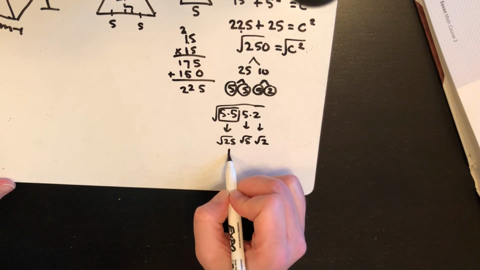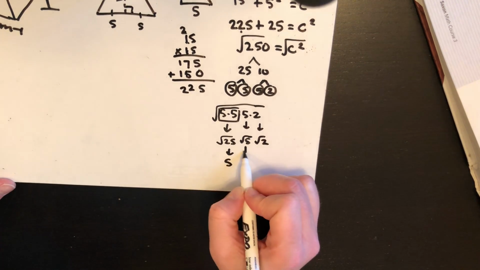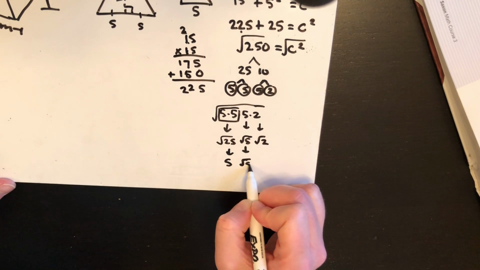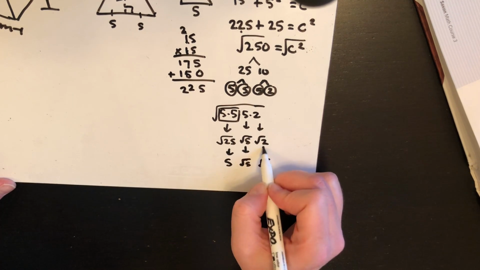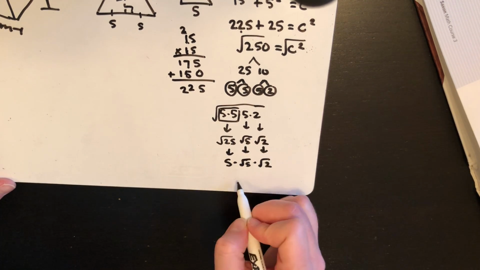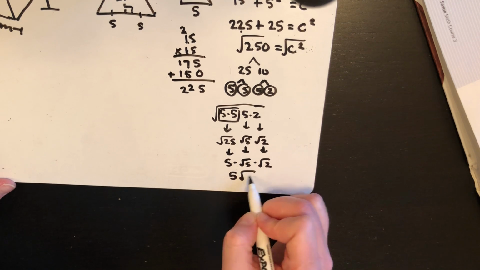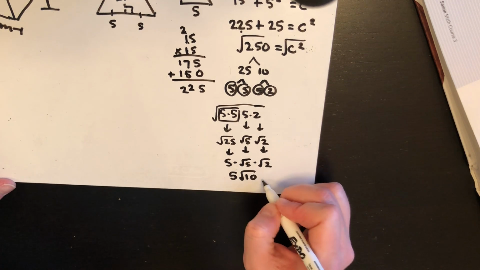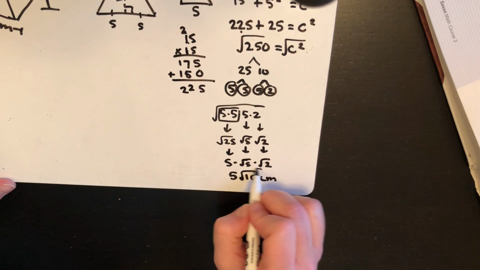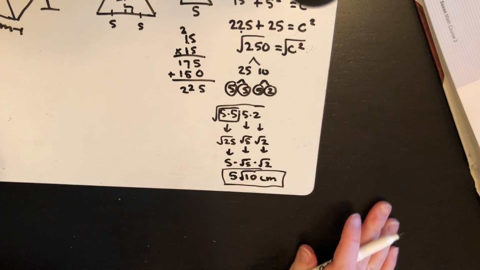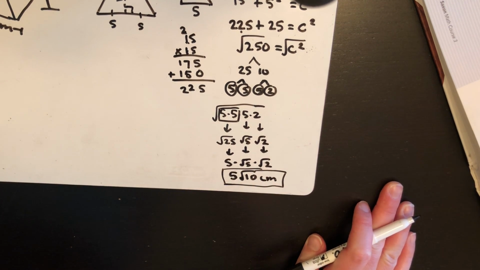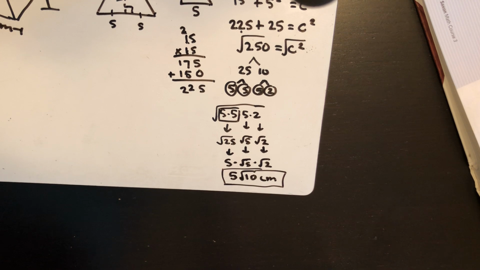What is the square root of 25? Well, that's 5. Square root of 5 comes along for the ride. Square root of 2 comes along for the ride. I'm multiplying all of these, so my final answer here would be 5 times the square root of 10 centimeters is my slant height. If you would like some additional practice problems, please check out the practice set on page 636 in your textbook.